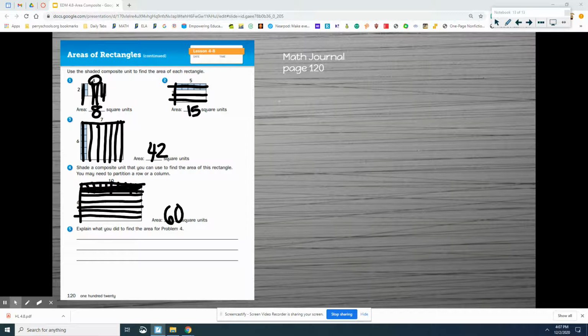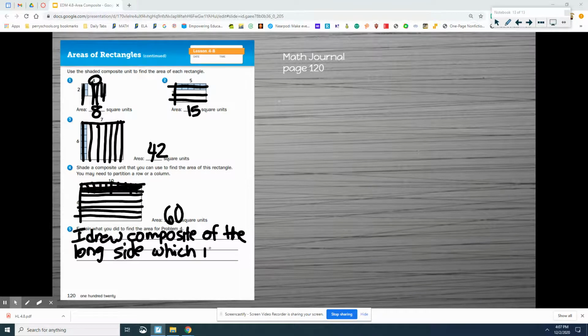Explain what you did to find the area of problem 4. Well, I drew the composite of the long side, which is 10, and knew I needed 6 10s. Okay.